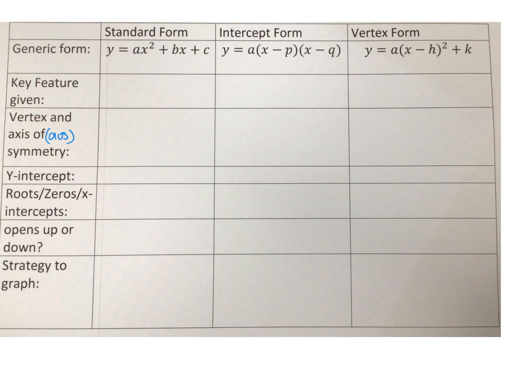But vertex form, the nice thing about vertex form is it gives us what information when we look at it? The vertex. Vertex form is called vertex form because it gives us the vertex. We're not trying to be tricky around here. That vertex is h comma k.